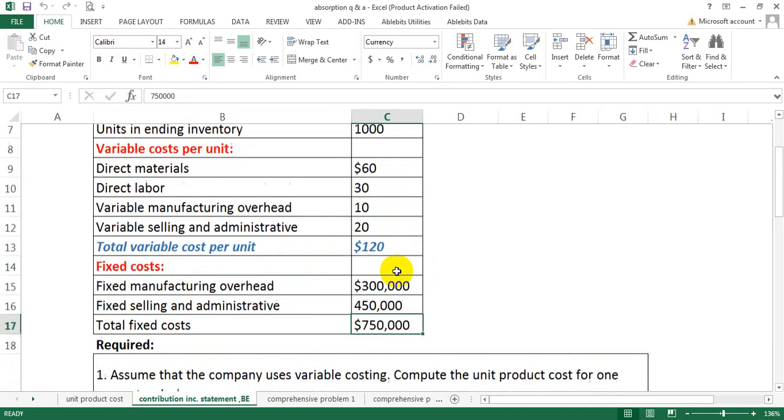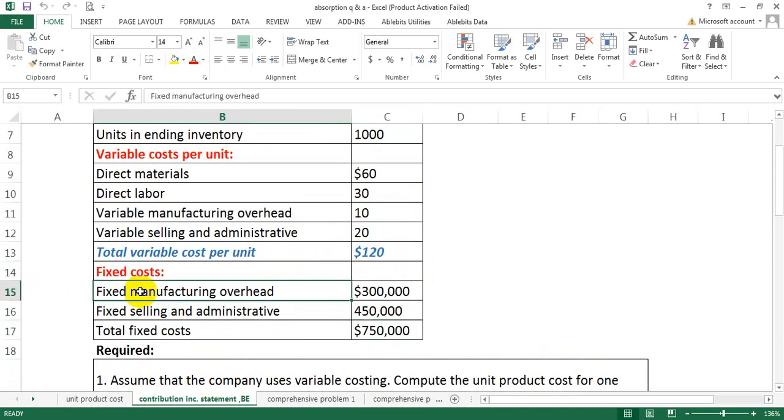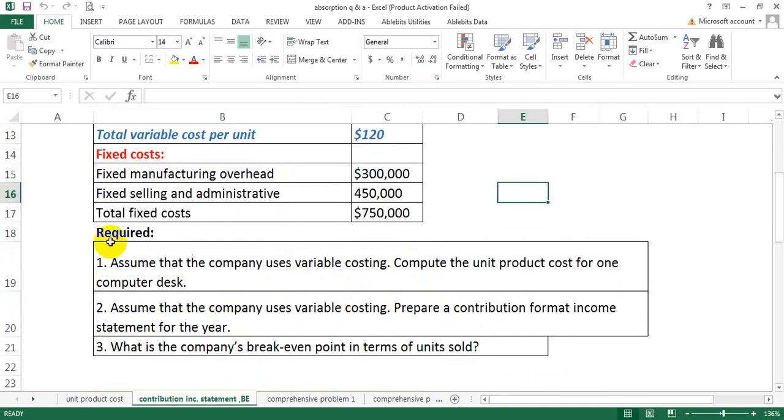I just want to tell you about the fixed manufacturing overhead first. Here the cost is in total amount, right? It is not a per unit cost. These two costs, fixed manufacturing overhead and fixed selling and admin expense, are in total. What is the requirement of the question? Requirement number 1: assume that the company uses variable costing, and compute the unit product cost for one computer desk.